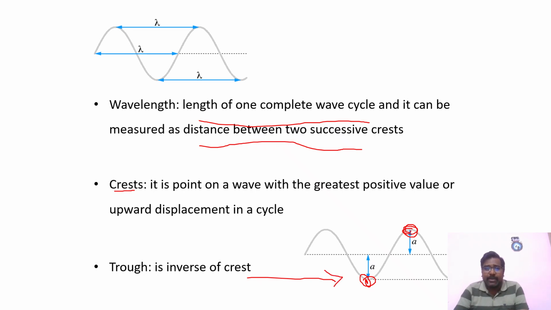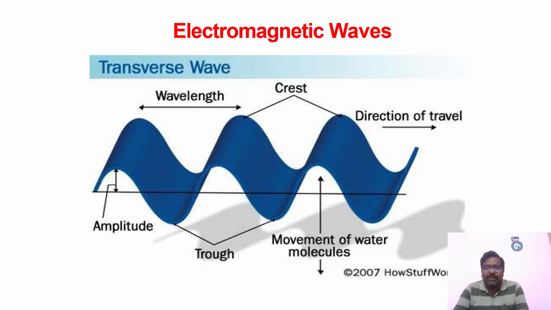So this is the basics of the transverse wave, that is, the electromagnetic wave. Mainly the waveform has basic parameters: amplitude, wavelength, and frequency. In a wavelength we have two points, one is the crest and the other is the trough.